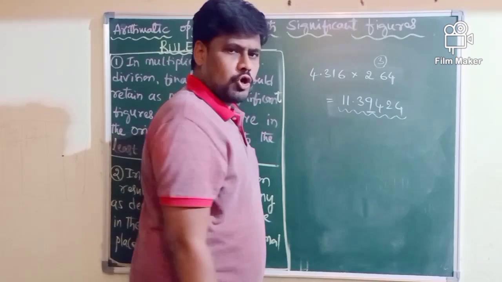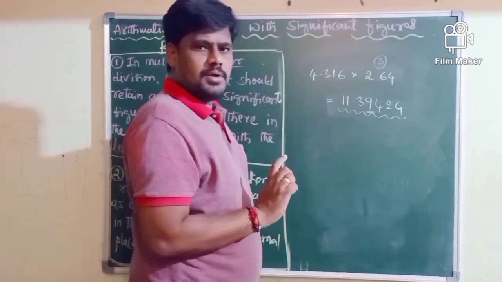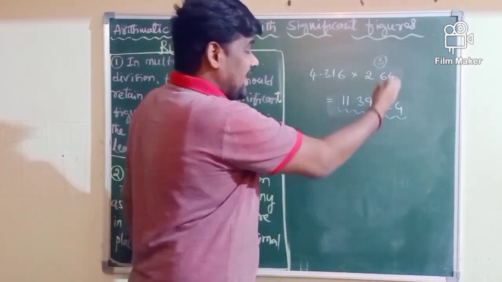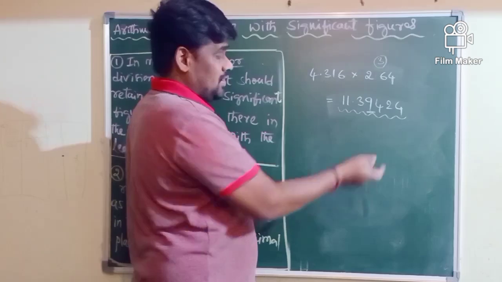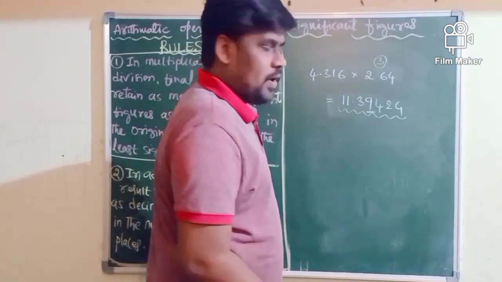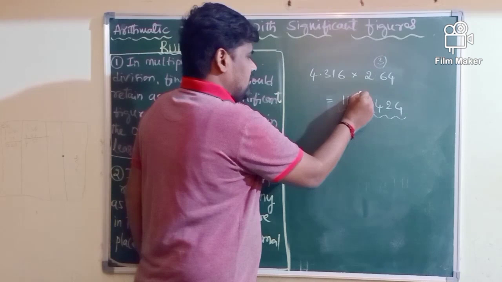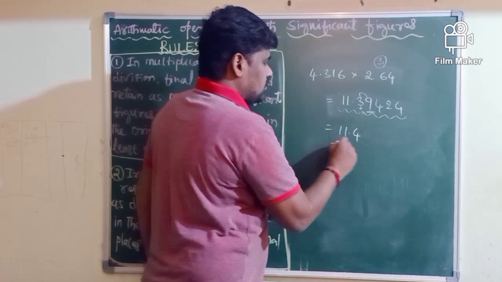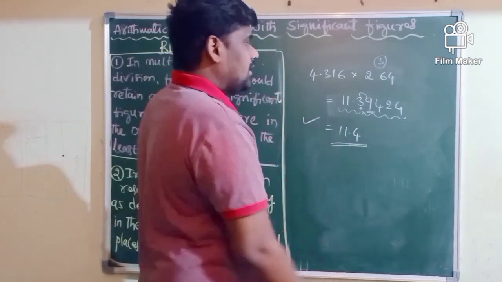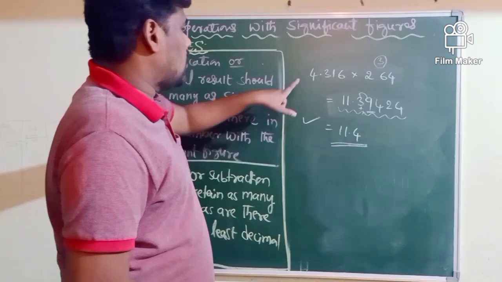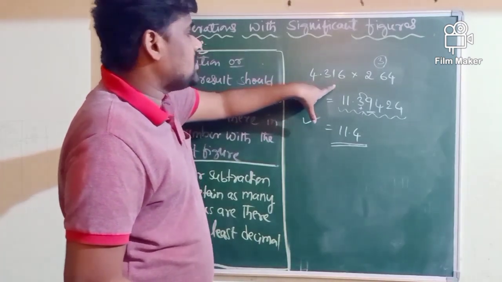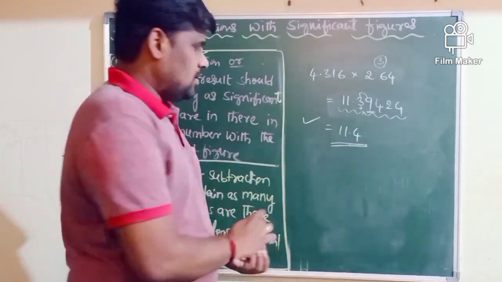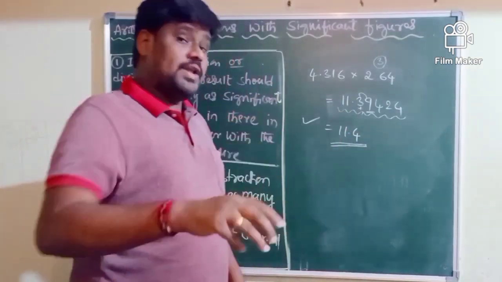Therefore the digit 9 is to be dropped here. 9 is greater than what? 5. If the digit to be dropped is greater than 5, before dropping, the preceding digit should be raised by 1. Therefore I will add 1 here. Then what should be the answer? 11.4. The 11.4 is the correct answer for the multiplication of 4.316 with 2.64. How many significant figures do I have in the answer? 1, 2, 3.